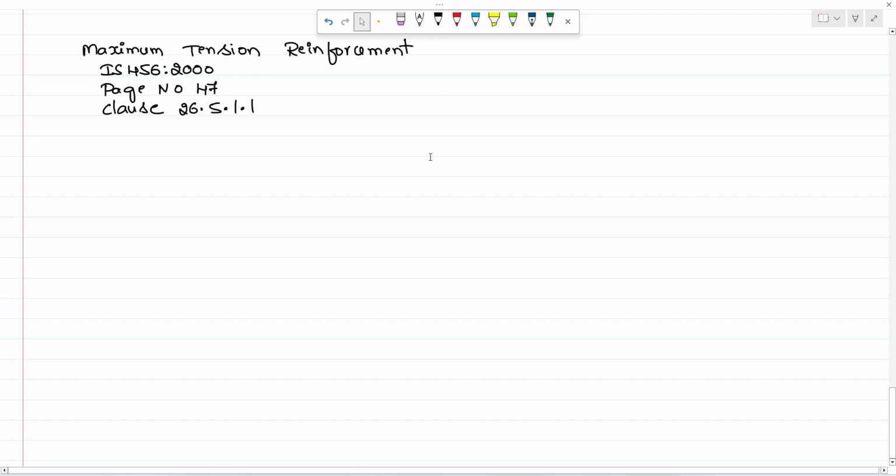Maximum tension reinforcement. For which you need to refer to the same clause, IS 456 2000, page number 47, same clause 26.5.1.1. So let me open the code.